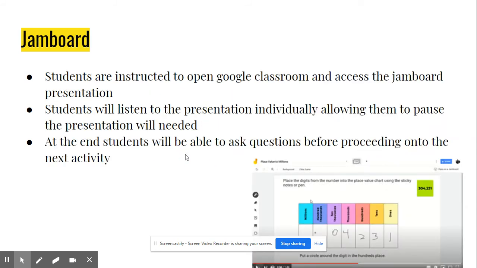Then it would start with Jamboard. Each student would individually access the Jamboard presentation with their headphones on, with their Google Classroom. This would allow them to pause or repeat any of the presentation, that way they can fully grasp the knowledge. At the end, students would be able to ask questions before proceeding on to the next activity.